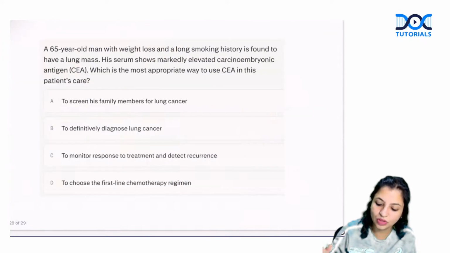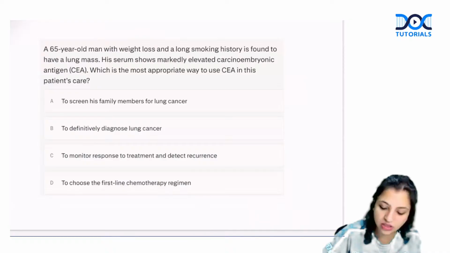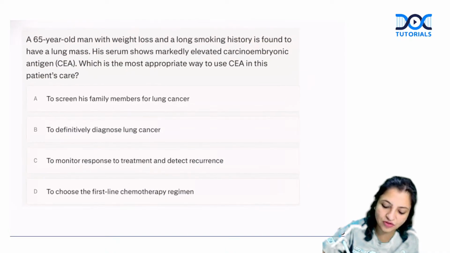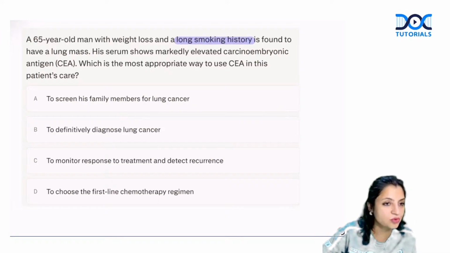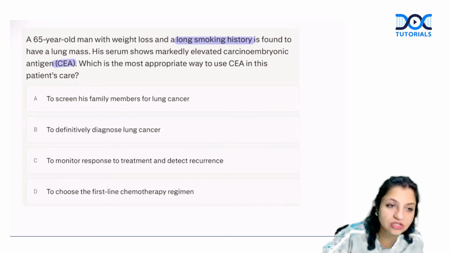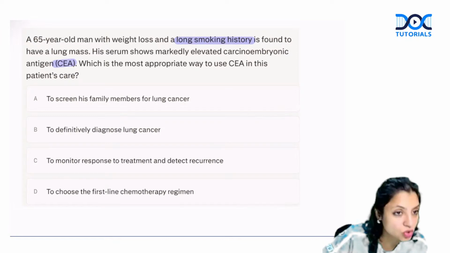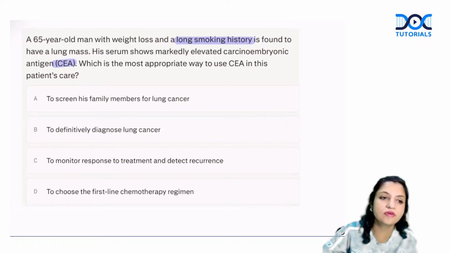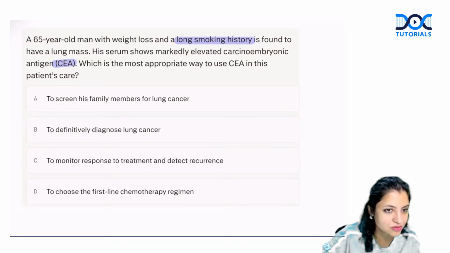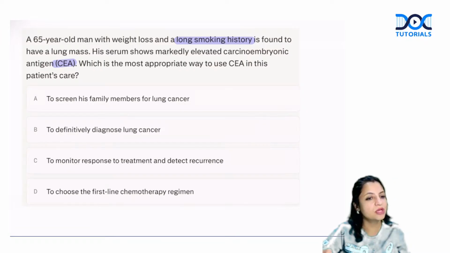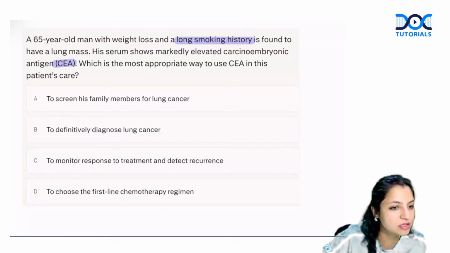Okay. Now, once you're clear with this, let's look at this question here. So this is a 65-year-old man with weight loss and a history of long smoking. Now he's found to have a lung mass. His serum shows CEA levels which were very elevated. So this is just to tell you that CEA is not only positive in colon, it can be positive in lung, breast and pancreatic cancers also. Okay. So what is the most appropriate way to use CEA in the patient's care?